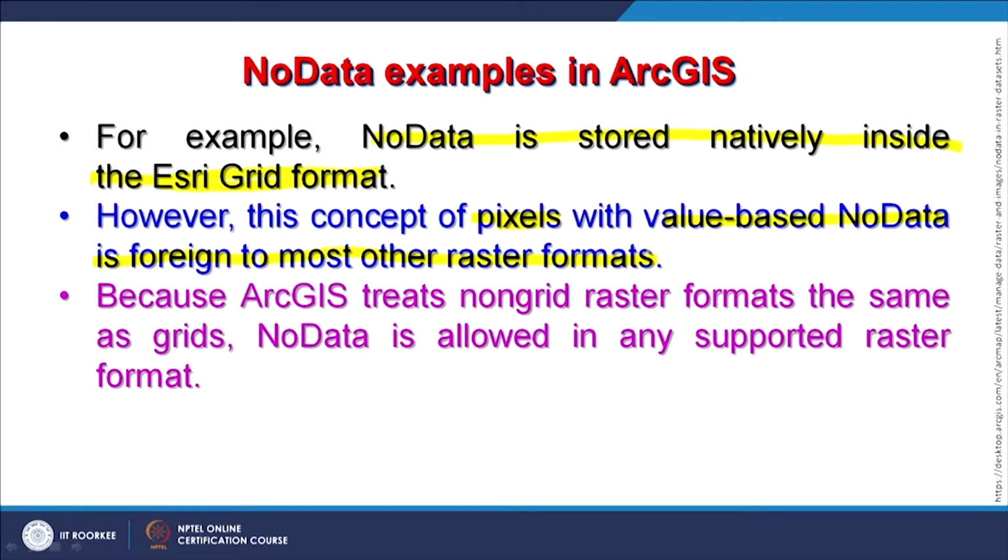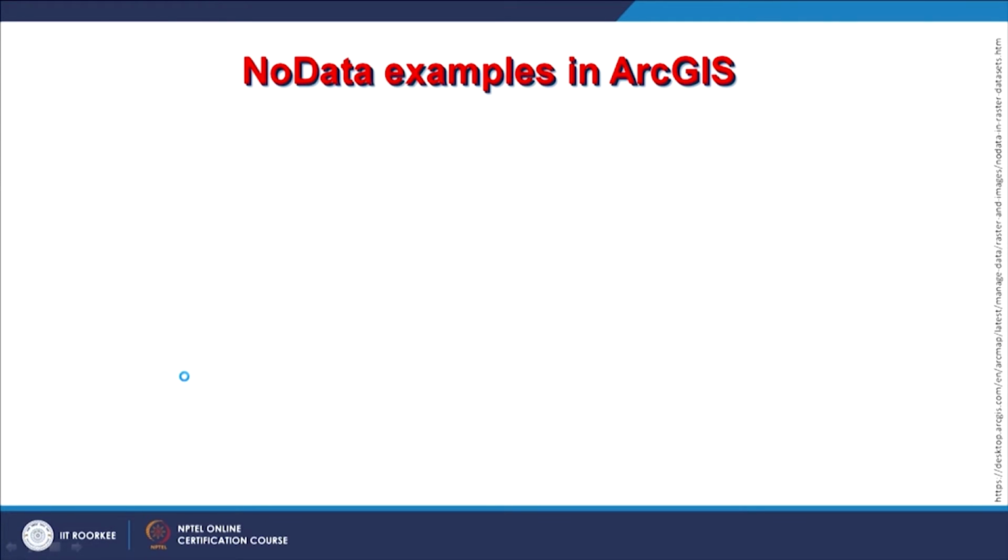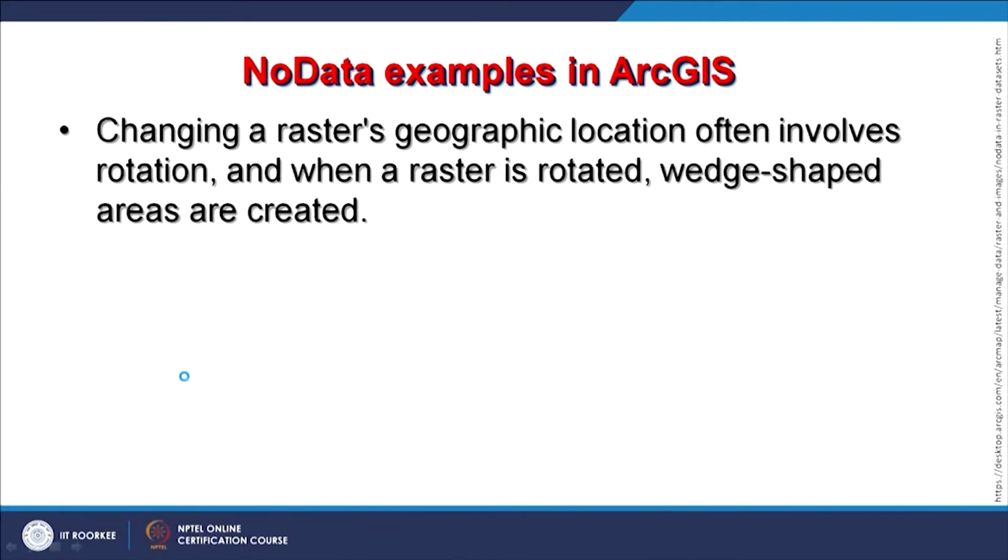Now, as you know, ArcGIS treats non-grid raster formats the same as grid, and no data is then an allowed and supported value. This is a very standard practice: if data is coming from another format, it will still handle it. If it has no data, it will handle it as no data.